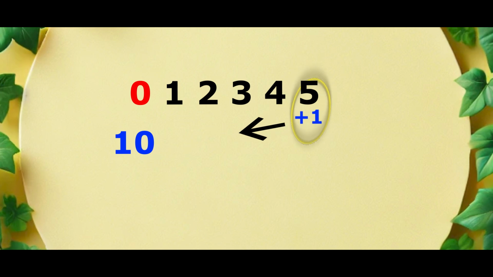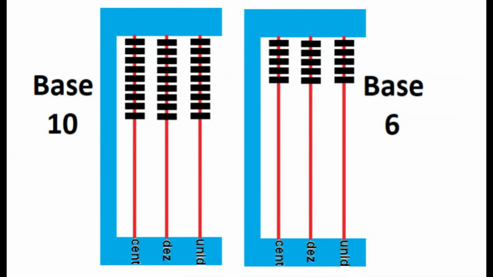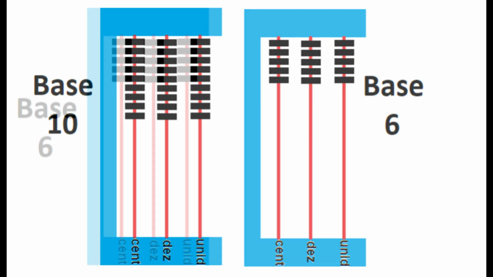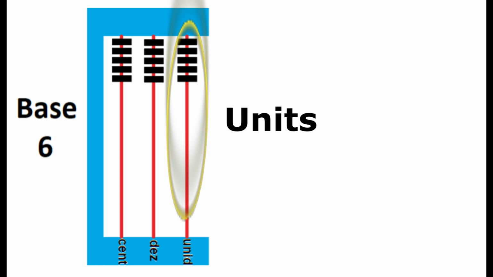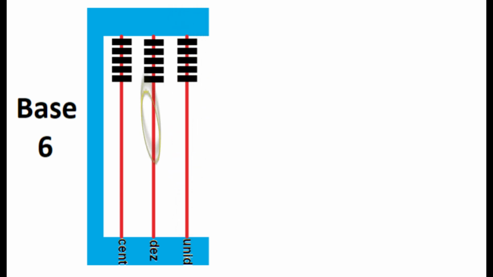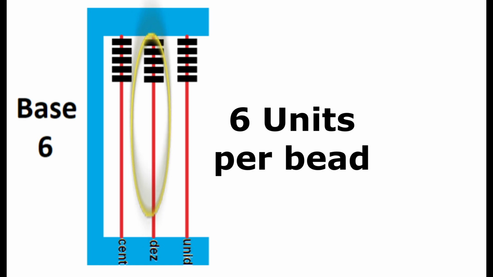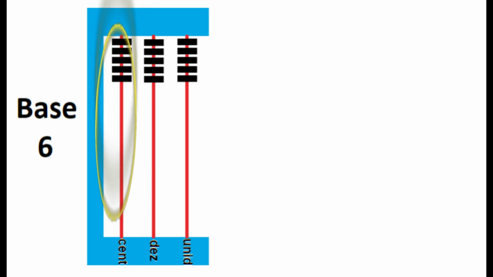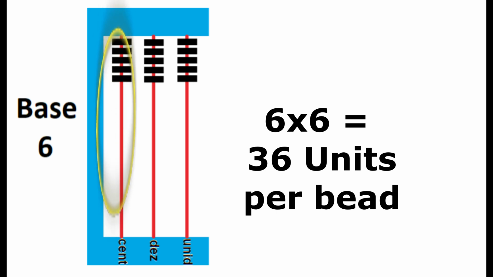To make this concept clearer, let's revisit an old friend, the abacus. On a base 10 abacus, each column has 9 beads. But how many beads would there be in a column of a base 6 abacus? That's correct. 5 beads per column. Let's imagine a base 6 abacus with 3 columns. The rightmost column represents single units. The middle column represents groups of 6 units. And the leftmost column represents 6 groups of 6, 36 units per bead.